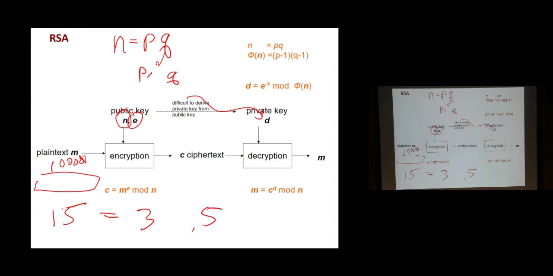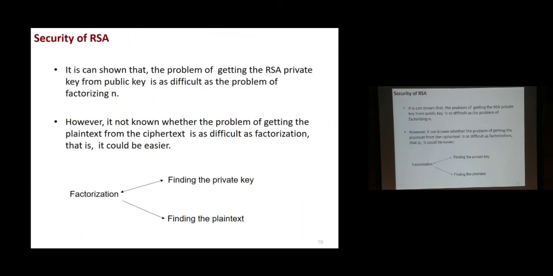For this, we have a proof to show that if you can get D, you can factorize. So it can be shown that the problem of getting the RSA private key from N and E is as difficult as the problem of factorization. Because if you can factorize, you can get the private key, and if you can get the private key, you can factorize. So the difficulty of these two problems is equivalent.